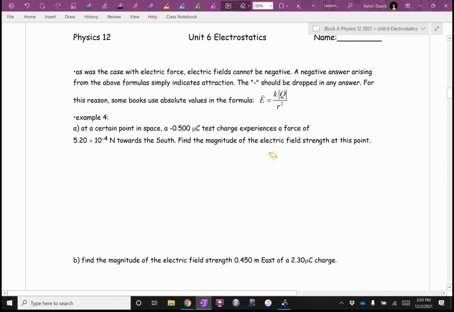Hannah, what does this want me to find the magnitude of? We have two versions of electric field. We have this one, E equals kQ over R squared. And we have this one, E equals the electric force divided by little q at that location. Which one am I going to use for part A?